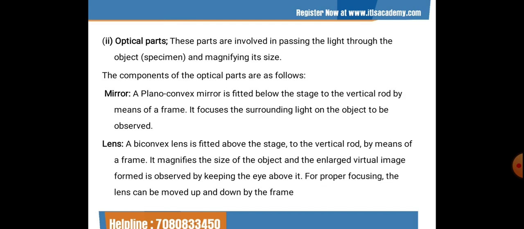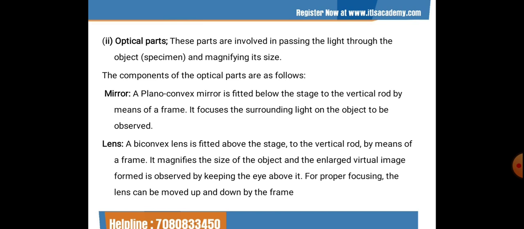The next part is the optical part of the simple microscope. These parts are involved in passing the light through the object and magnifying its size. The components of the optical part are as follows. I told you that it consists of the mirror and a lens.